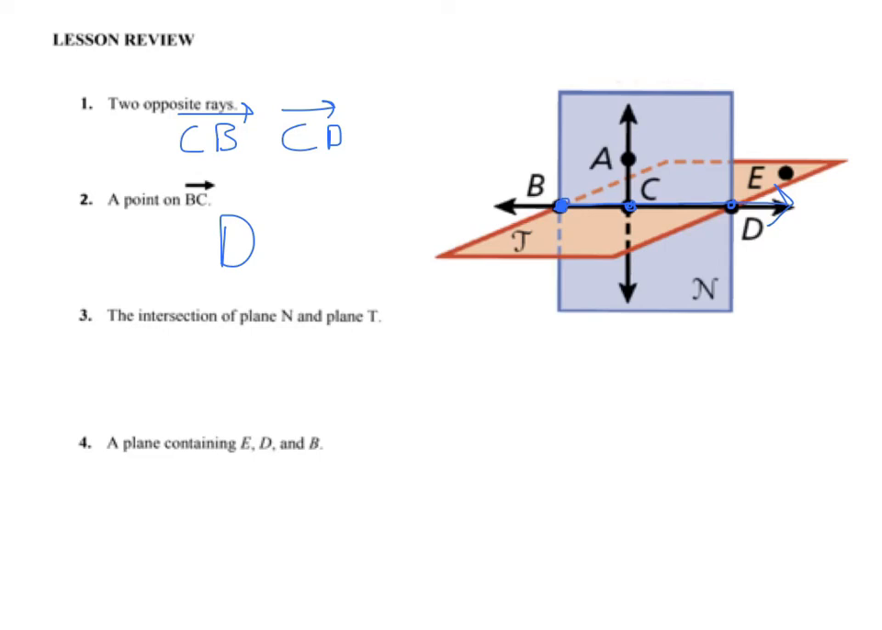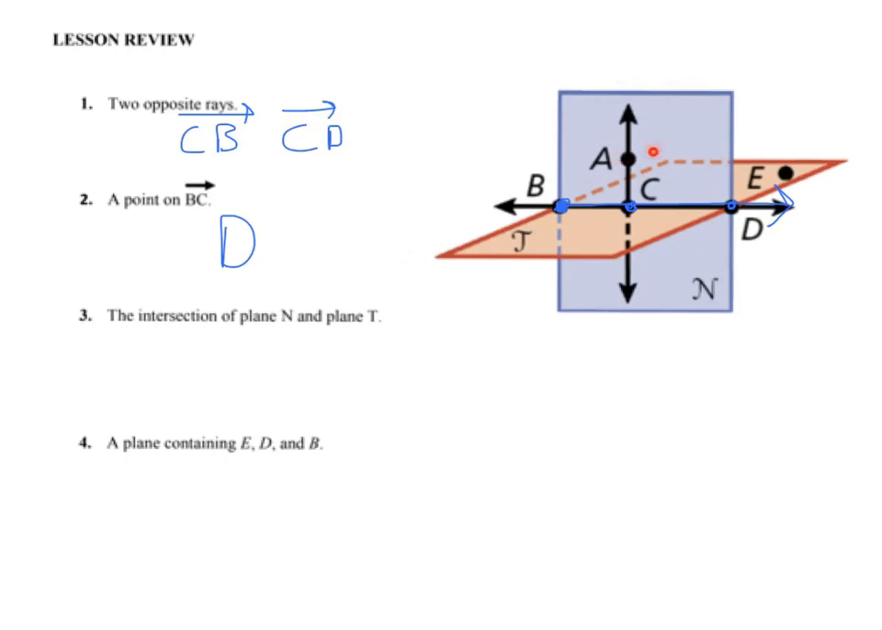The next question, 3, says, what's the intersection of plane N and plane T? Now remember, the intersection of two planes is a line. So what I'm going to do is look at both plane N and plane T and figure out what points lie on both of them. And I need multiple points because I need there to be a line. Now if I look at plane N, which is going up and down, I have points A, C, and D. A, C, and D are all on plane N.